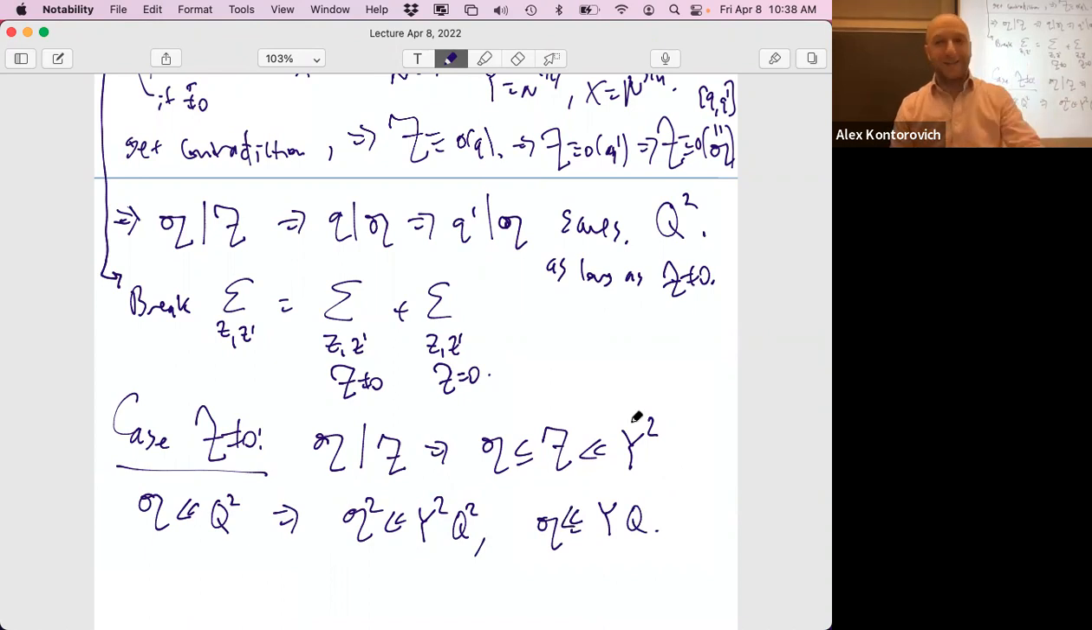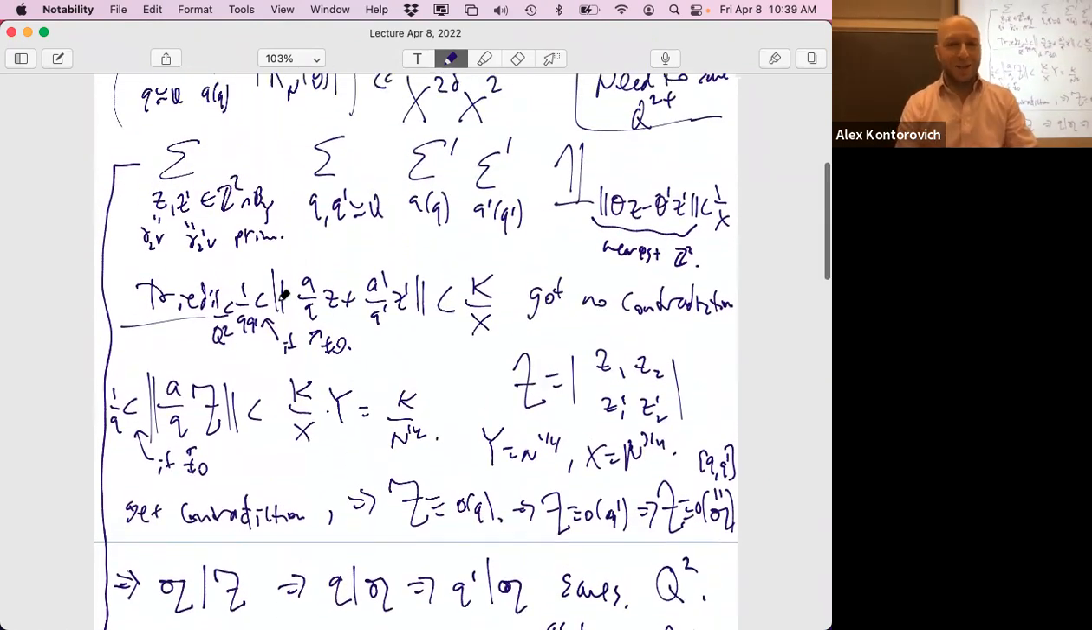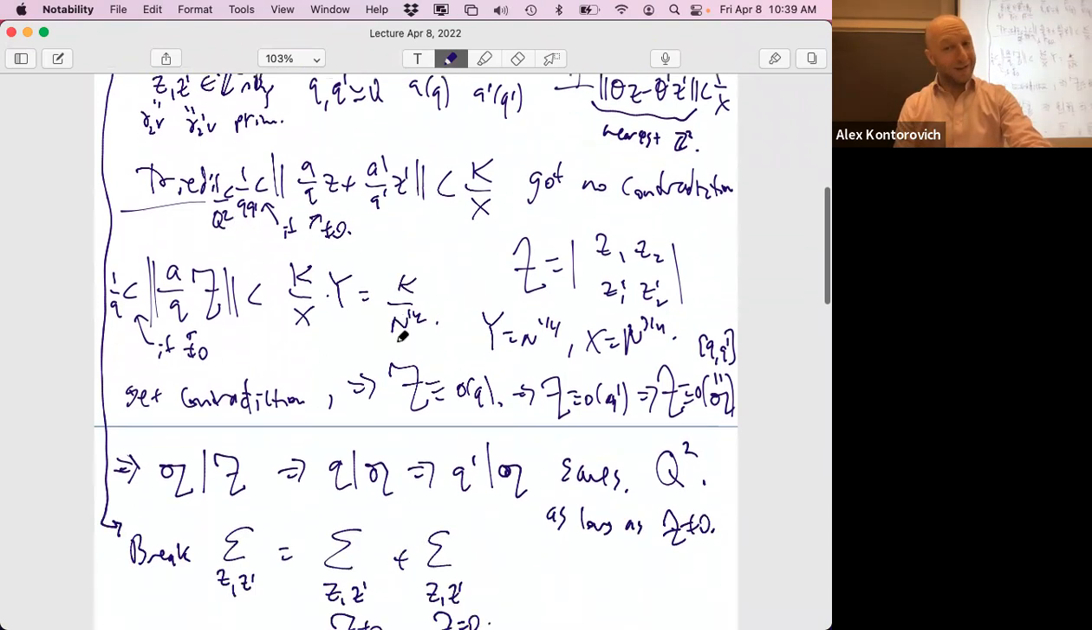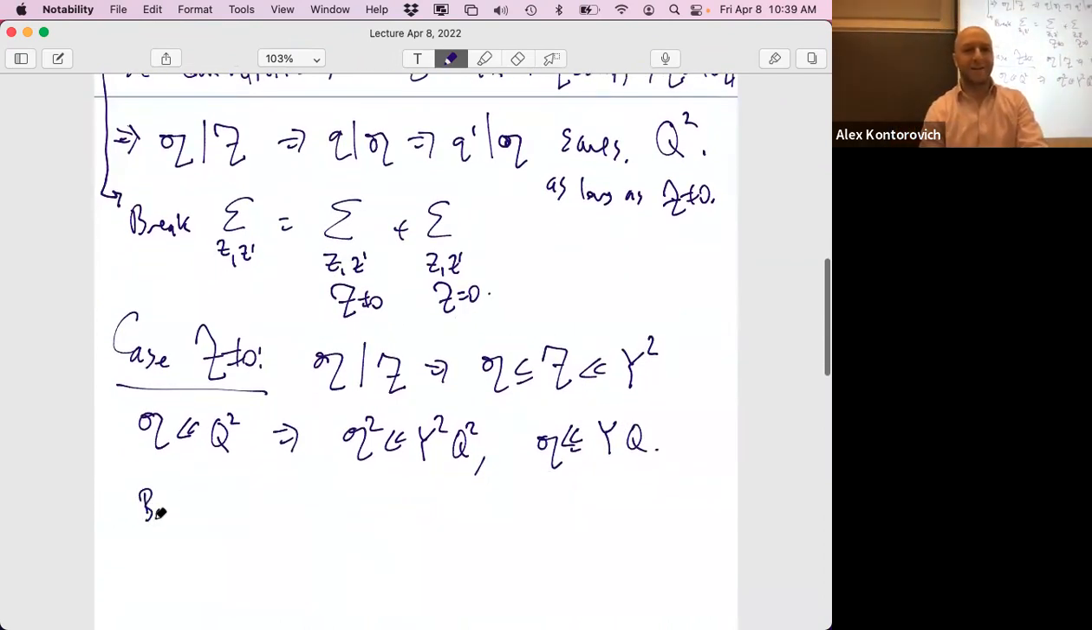Okay, but let's go back to this condition. This condition, we tried this lower bound and we got nowhere. We got nowhere because it's really not QQ prime, it's the LCM that's here. And that LCM could be as large as Q squared. But now we just got a better bound on the LCM. It's not Q squared, it's YQ. So look back at A. Of about size what?